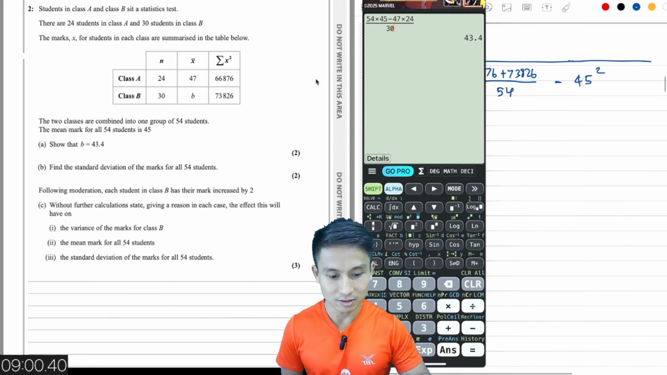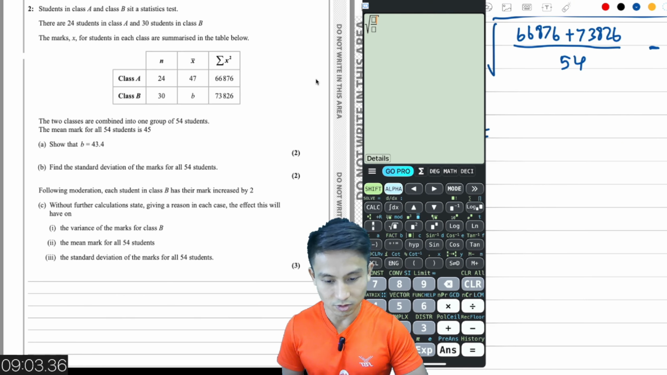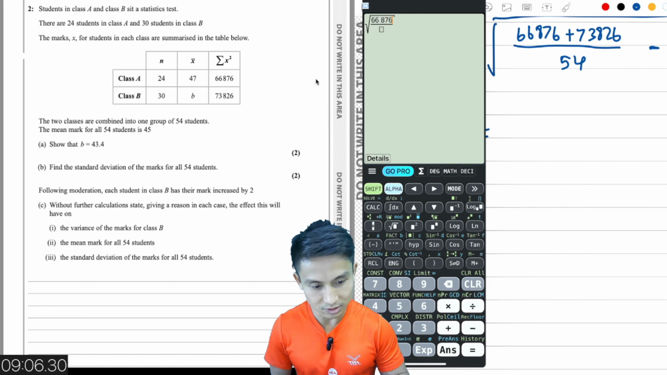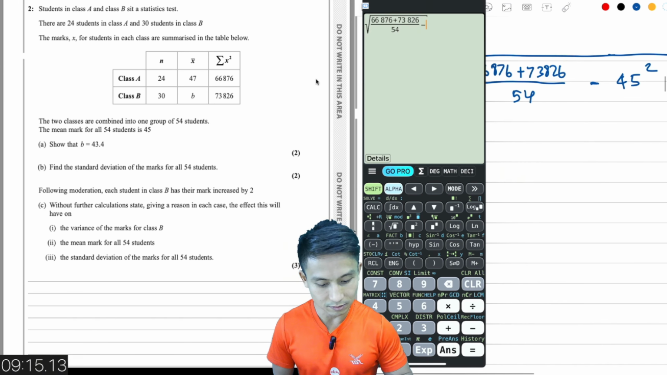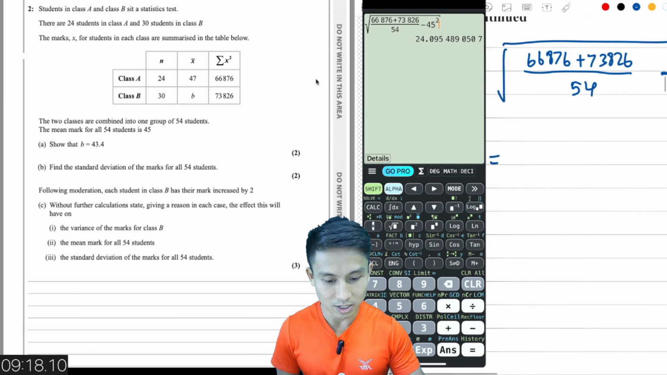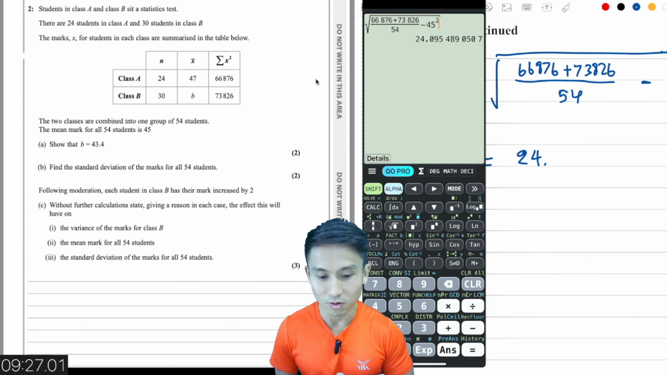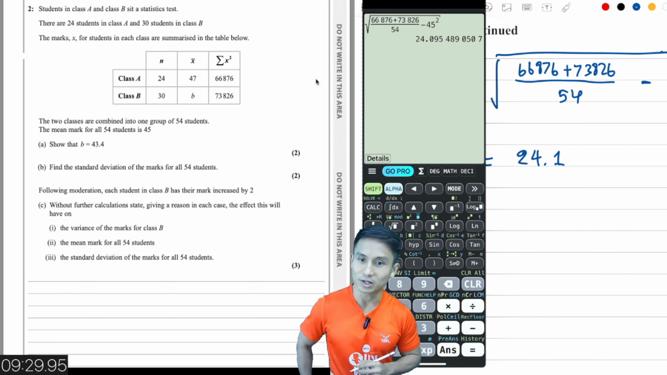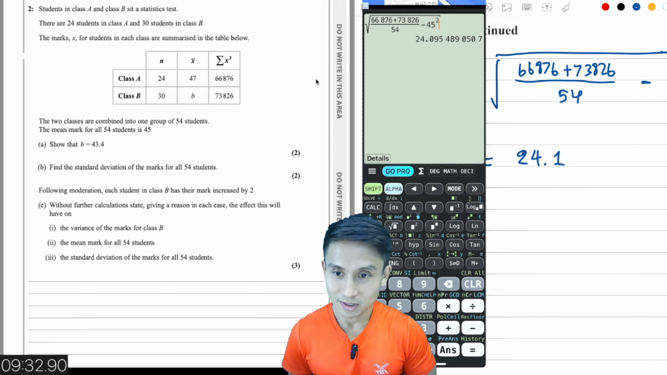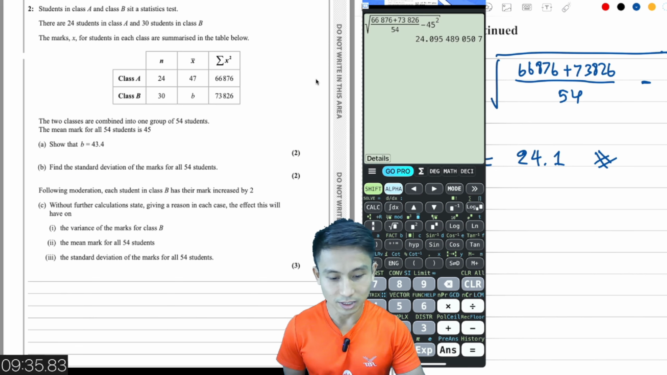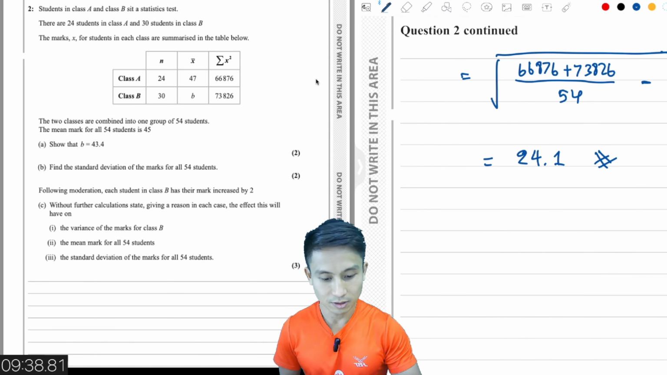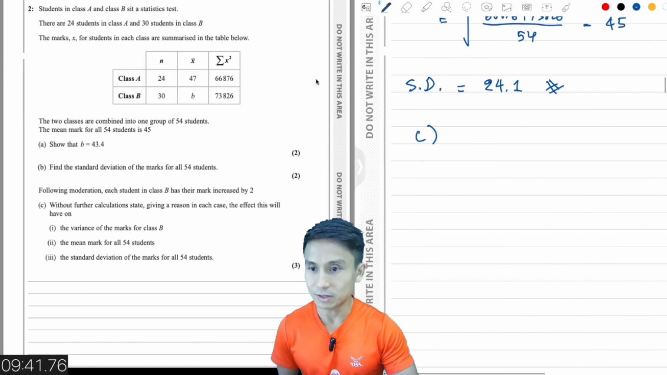So we plug that in the calculator. Yeah, hang on. So square root of fraction 66876 plus 73826 divided by 54. Yeah, and then minus 45 squared. So that would be, yeah, that's quite high actually. Oh yeah, probably not because x bar is that. So yeah, that's okay. So about 24 point, I'm just going to put 1 decimal place because it doesn't say. Okay, so that's it for the standard deviation. Okay, part C, right?